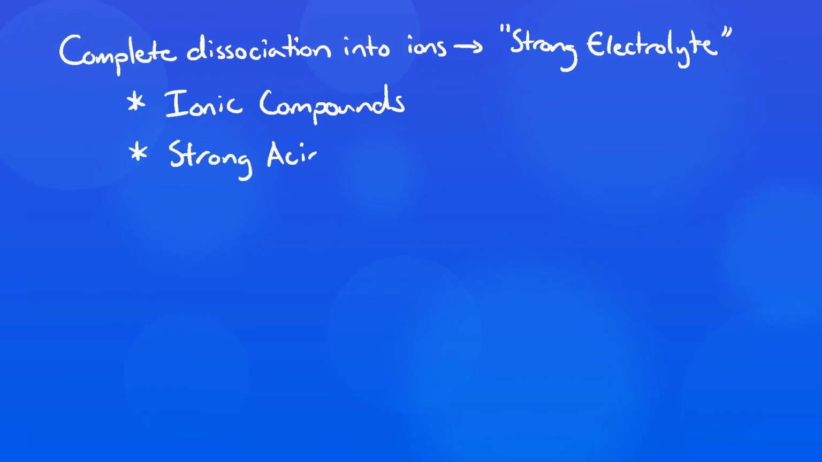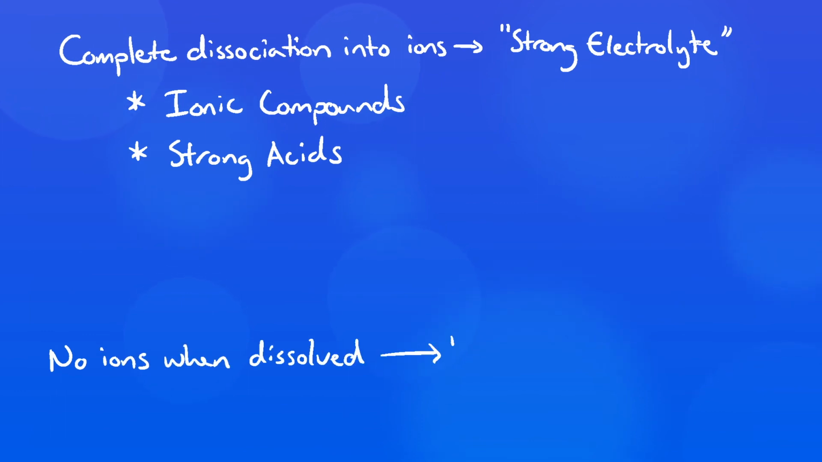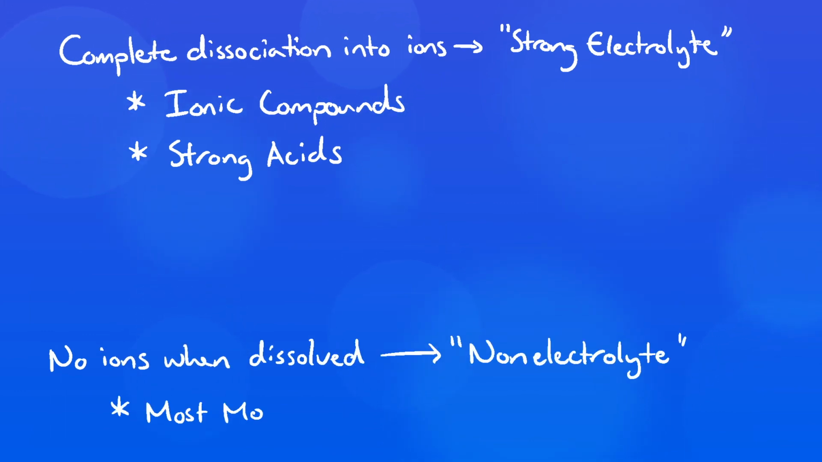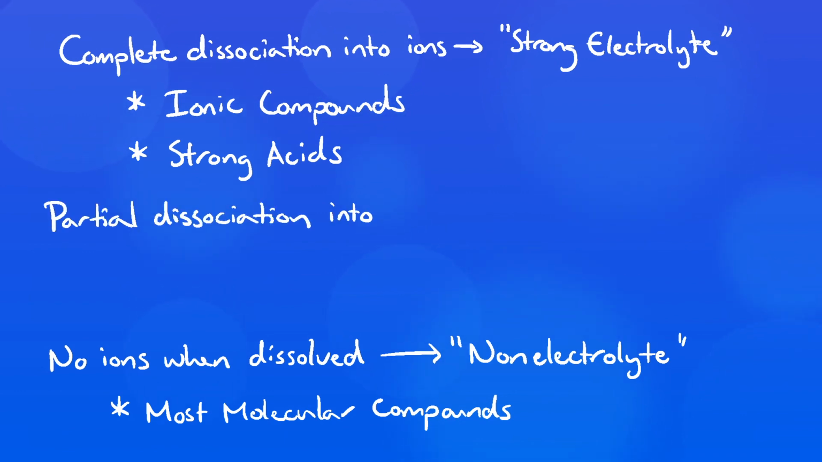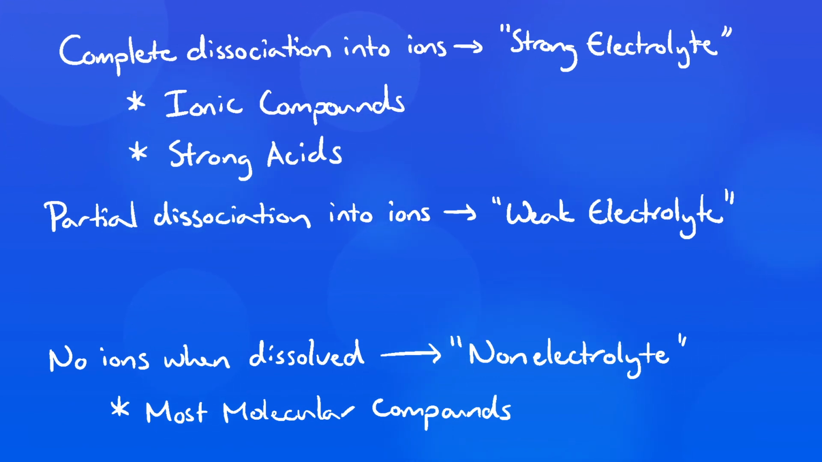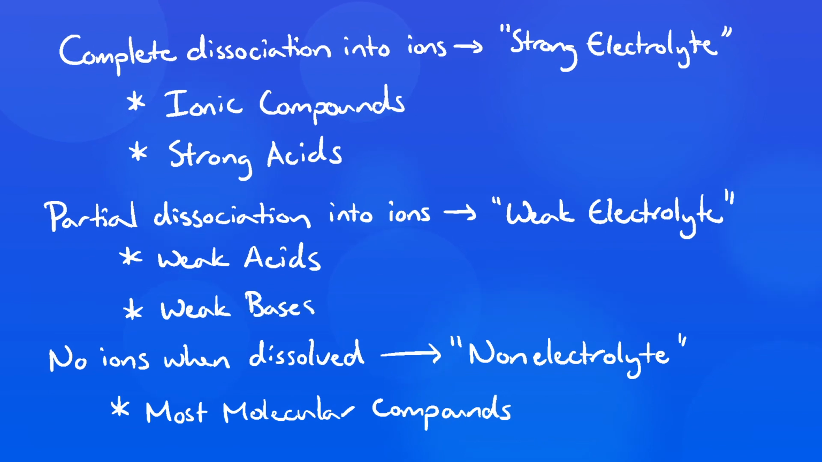Before we go, let's assign some categories to the behaviors we've seen. Something that completely breaks up into ions in solution is called a strong electrolyte in chemistry. Based on what we've seen, we'd put our soluble ionic compounds and our strong acids into this category. On the other hand, something that dissolves but doesn't produce any ions in solution is called a non-electrolyte. Most standard molecular compounds go into that category. Then, just as we briefly mentioned, there's also a category in between called weak electrolytes. These are compounds that partially break down into ions in solution, but not all the way. We'll put the weak acids and weak bases into this category.